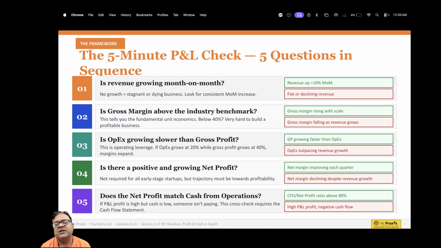If you remember session 1, there was Priya's restaurant example. There was also another example where the restaurant owner did not realize the gross margin. It was actually 35%. So much below. So obviously he will get hit hard. Gross margin falling as revenue grows.